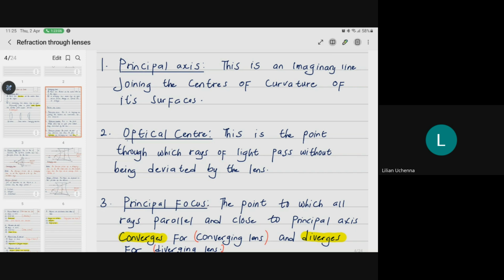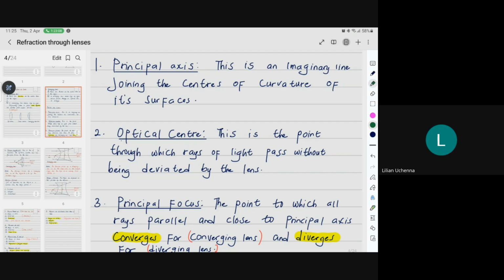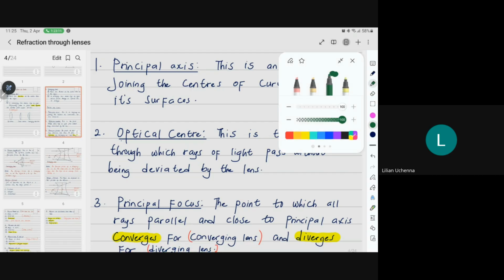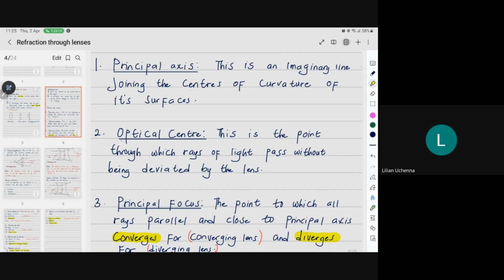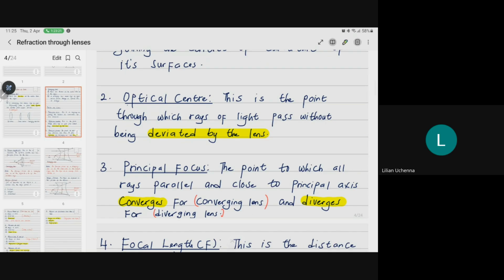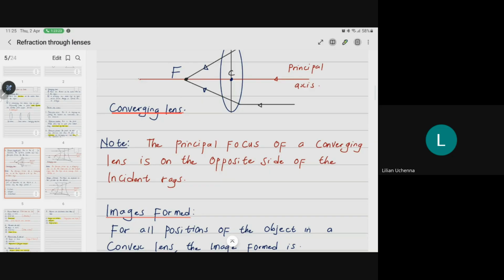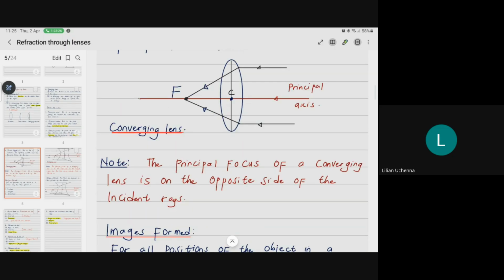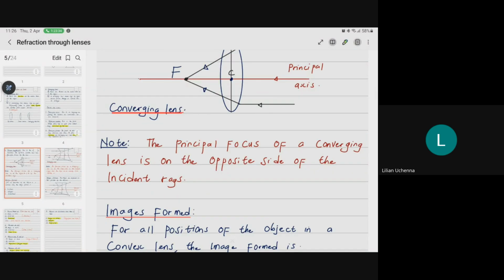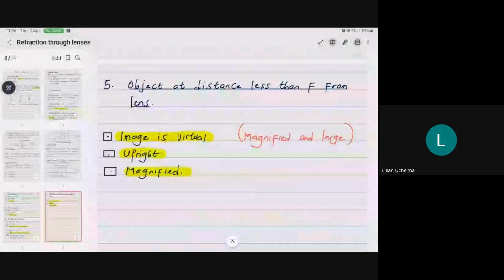Can you see that statement here? Without being deviated by the lens. Good. Look at that very statement. So now, when it passes through that point, observe these ones. Once the ray of light passes through that optical center, what happens? Let me go to that question again so I'll stay within the context.